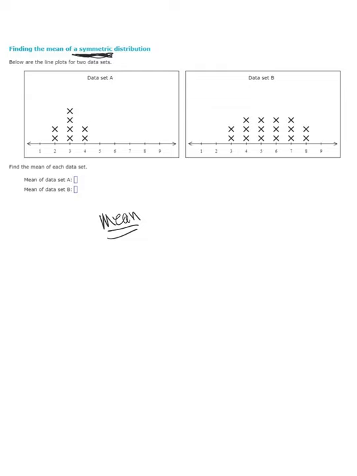So if I look at this data right here, this is the middle of this data, all right? And that number below here is 3, okay? So that means the mean here is going to be 3.